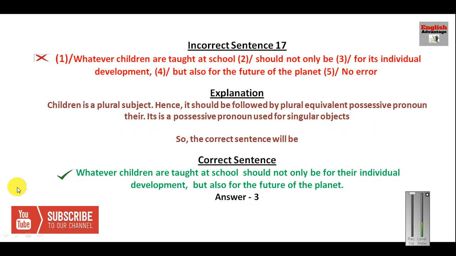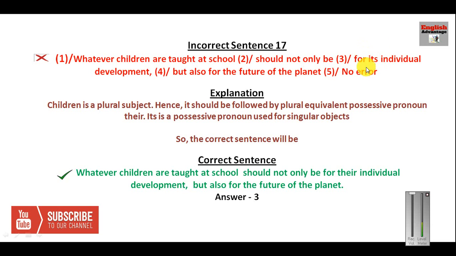Now let us look at the next sentence. Whatever children are taught at school should not only be for its individual development, but also for the future of the planet. It's true. But just see here, whatever children are taught at school, till here this is correct, should not only be, till here this is correct, for its.